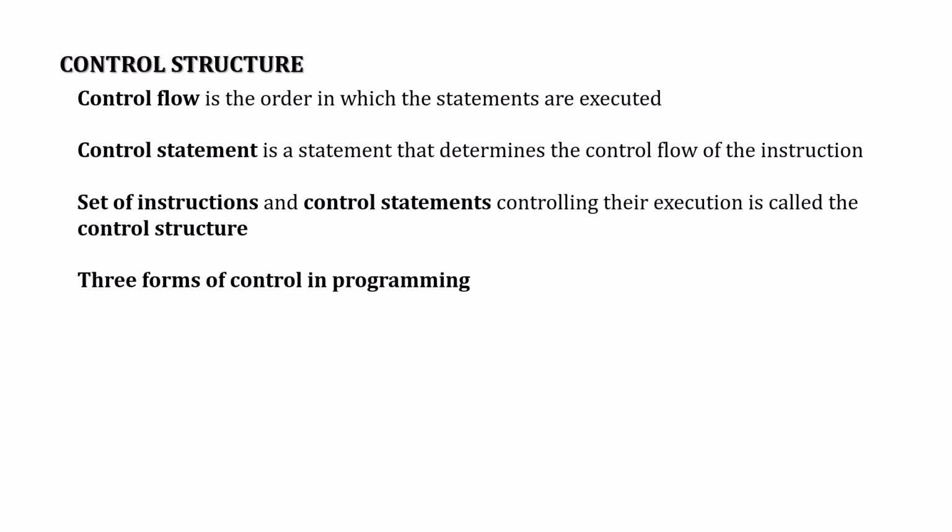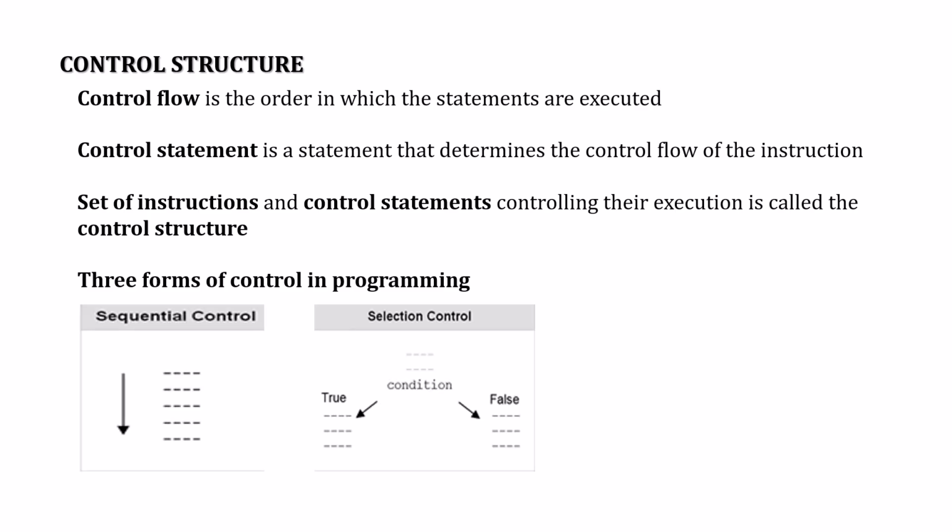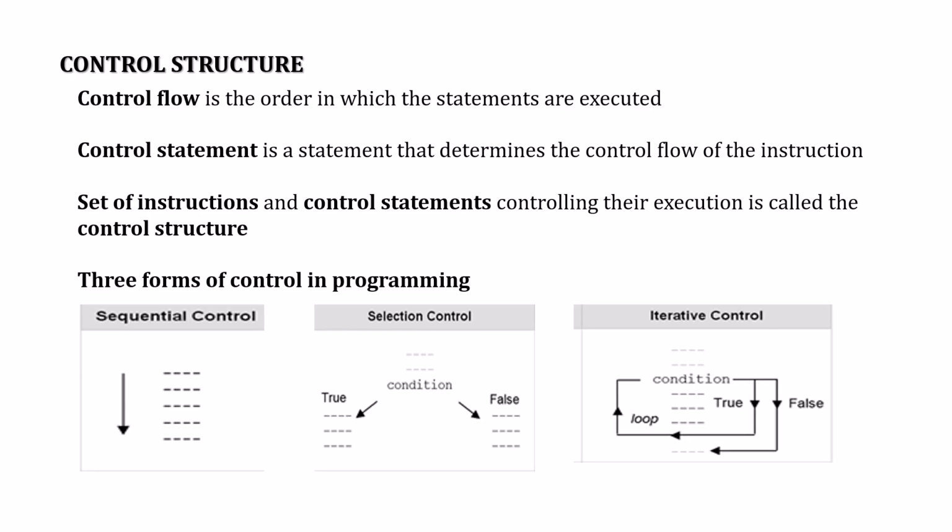So as we see here, there are three forms of control in our programming. The first one is sequential, the next one is selection, and the third one is iterative. So what is sequential? In sequential, the program just goes on as it is in the execution. It doesn't have any jumps or any loops. So this is called sequential control.